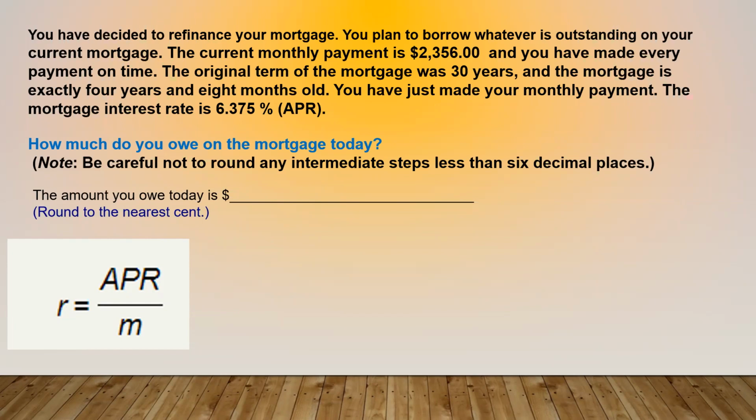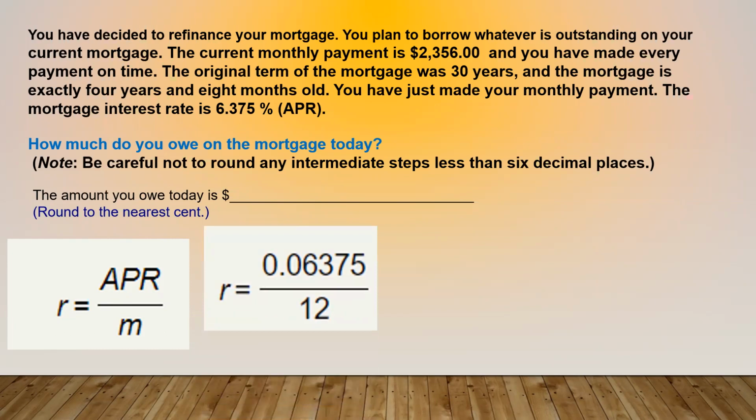Therefore, when we plug in those numbers, we should come up with this. R equals 0.06375 over 12. And you should come up with this answer at the rate of 0.53125%. So the monthly discount rate is 0.53125%.